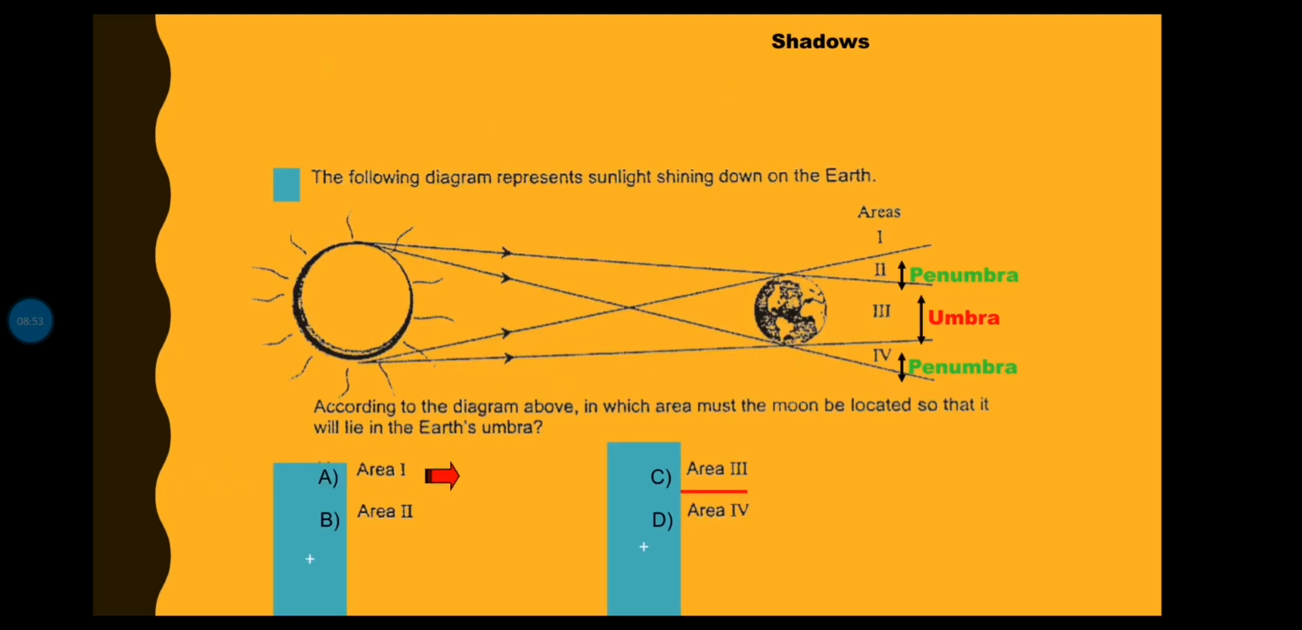Quiz time. Okay, so we have this diagram. We have the sunlight, we have the earth. And I have 4 areas, 1, 2, 3, and 4. According to the diagram above, in which area must the moon be located so that it will lie in the earth's umbra? As we know, the umbra is the darkest part of the shadow, which must be part 3.